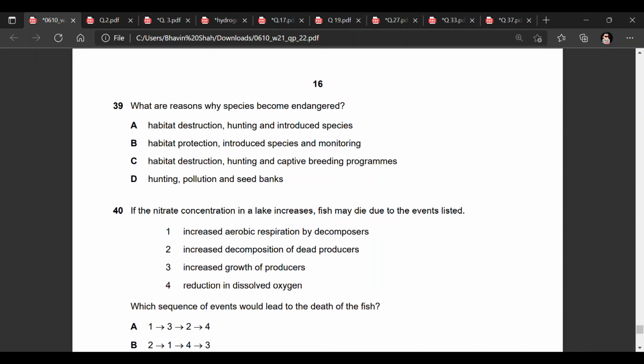Moving to the question: what are the reasons why species become endangered? Species become endangered, that means they are very close to extinction. Extinction means they will completely be wiped off. There will be no more reproduction and no more species of their type. So what are the reasons why species become endangered? Habitat destruction, obviously, where we are clearing the forest and making place for new factories, or roads and houses, etc. Hunting is very important here, that you are hunting them for tusks, skins, etc. And then you are introducing new species where the competition increases, and because of that they will have less food to eat, or a habitat which is not very conducive. So here your answer is going to be A.